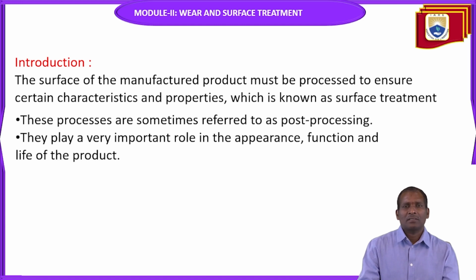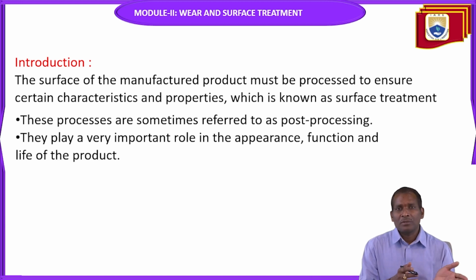Properties like chemical properties, mechanical properties, electrical properties, many properties are there. According to the application and the type of material, the final product should have these properties. To ensure these characteristics and properties, some coating methods and some heat treatment methods are required. These types of treatment methods are called surface treatment.